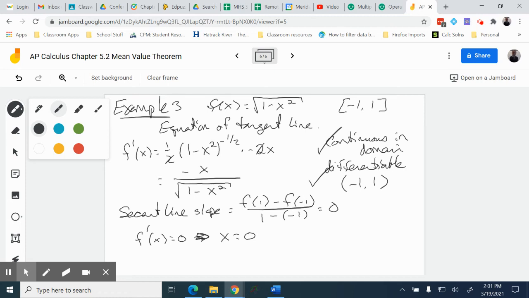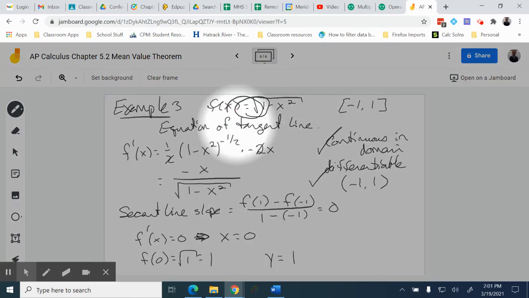what's the equation of this line? Well, the secant line has a slope of 0, and f of 0 is equal to square root of 1, which is 1. Which means that the tangent line has the equation y equals 1. And why not plus or minus 1? Well, if we look back at the original function, we're only dealing with the positive root of this function.